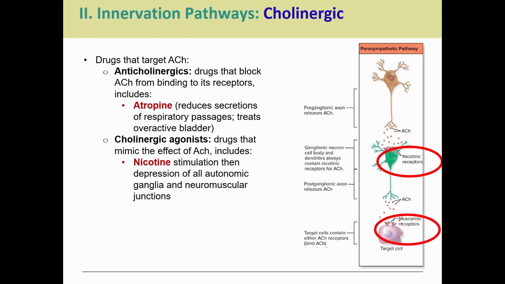Some drugs that target this include anticholinergics, which block acetylcholine, like atropine. And then cholinergic agonists are going to mimic acetylcholine, and this includes things like nicotine.